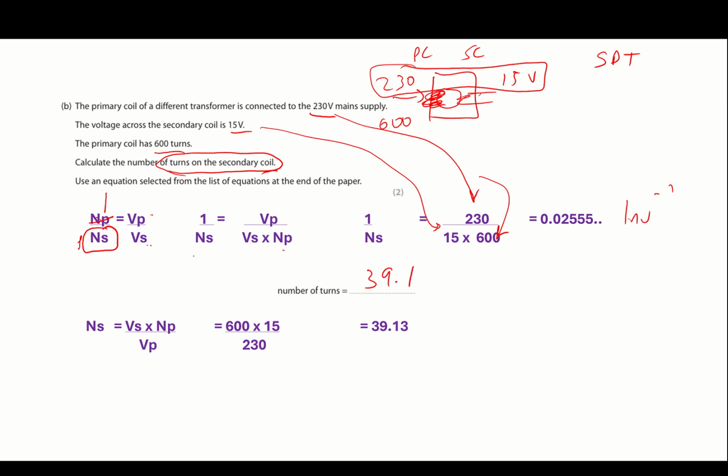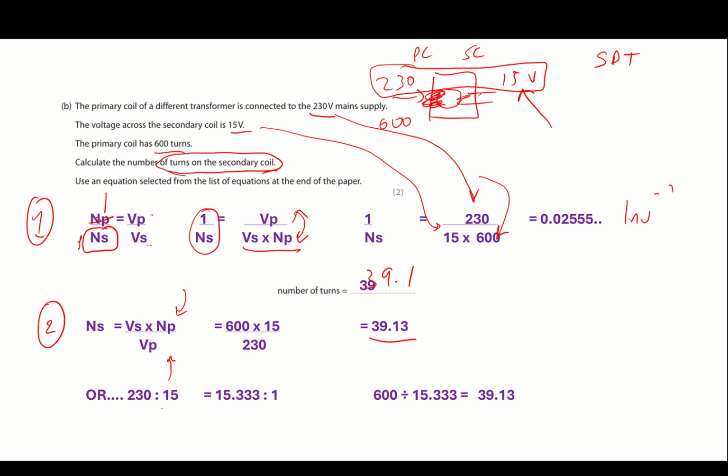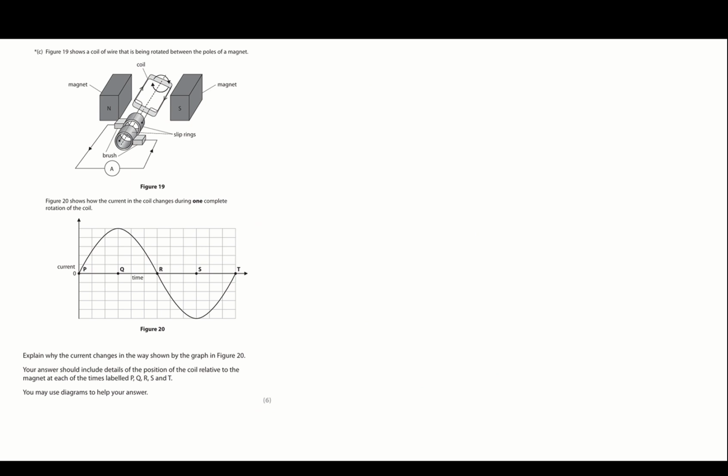Or, here's the other way of doing it. Rather than be left with 1 over NS and do that, I can actually just flip those 2 over. So you can see VS over NP's gone on top, VP's underneath, and that will give me the same. So that's method 1, method 2, and then method 3 is the unitary method for the 2 bits of information you've got. So we can see now 230 to 15 is a ratio of 15.33 to 1. Now we know this is a step down transformer, so I just take this unitary ratio and I divide by that. If it was a step up transformer, I'd need to multiply to get the secondary coil. So tricky question. I've given you 3 methods. 1 and 2 are a play on each other, and 3 is another way of doing it if you don't like using the equation.